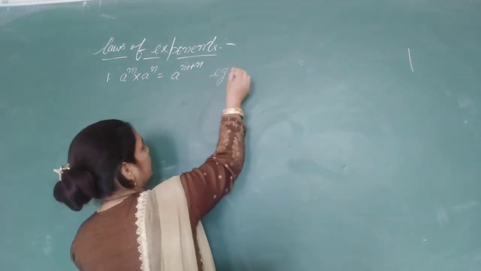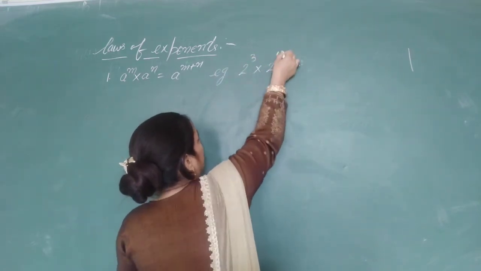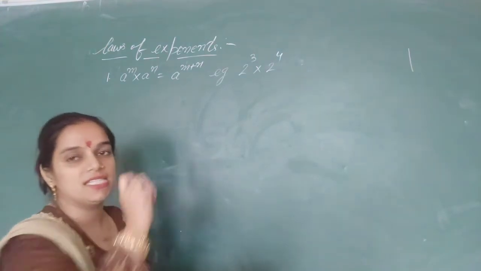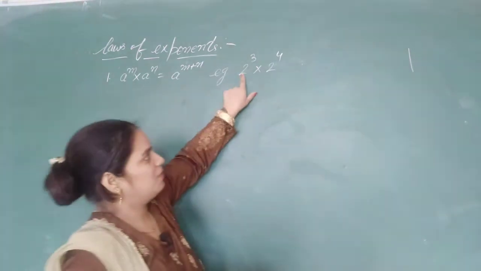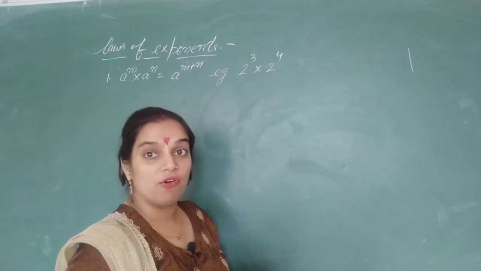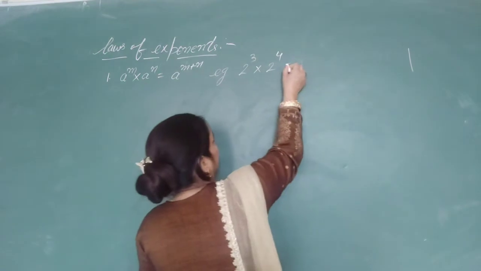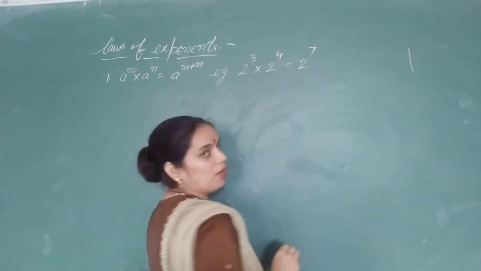For example, if we have given 2 raised to the power 3 multiplied by 2 raised to the power 4, here we can see the base is same, that is 2, and the powers are different, that is 3 and 4. So according to this law, we will add the powers and the result will be 2 raised to the power 7.